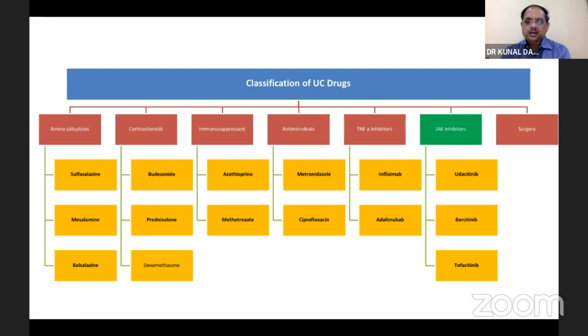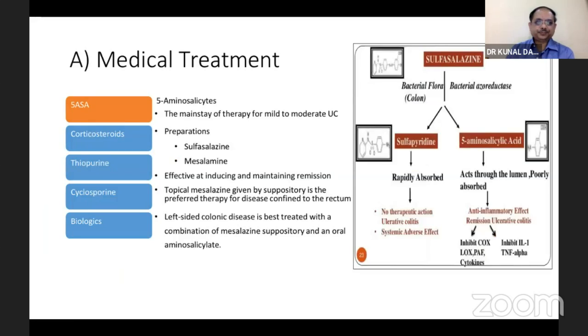There is always a certain category of patients who might need an emergency surgery or an elective surgery for treatment of ulcerative colitis, although it's not part of the discussion today. So, coming to the medical treatment first. The first category, which is the most common, is the 5-ASA or 5-aminosalicylates.